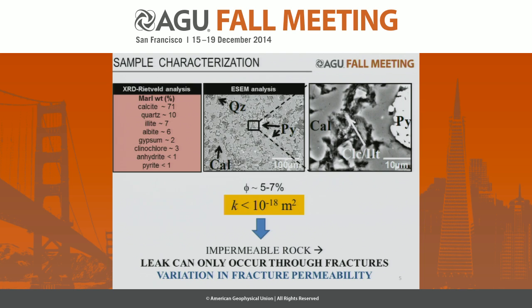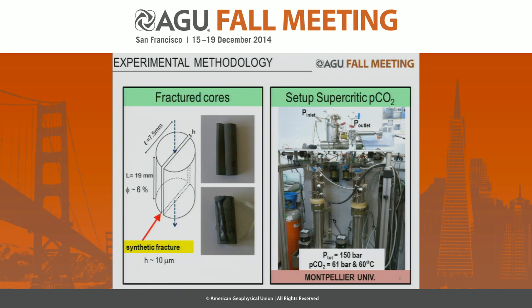The initial porosity of the rock was between 5 and 7%, and the permeability was less than 10 to the minus 18 square meters. Therefore, it was an impermeable rock, so leaks can only occur through the fractures. We propose to measure the variation in fracture permeability. So we prepared the core samples, which have dimensions of 7.5 millimeters in diameter and 90 millimeters in length, and have a synthetic fracture of around 10 microns.